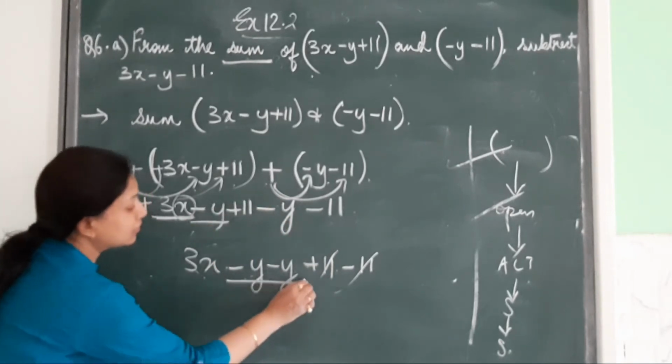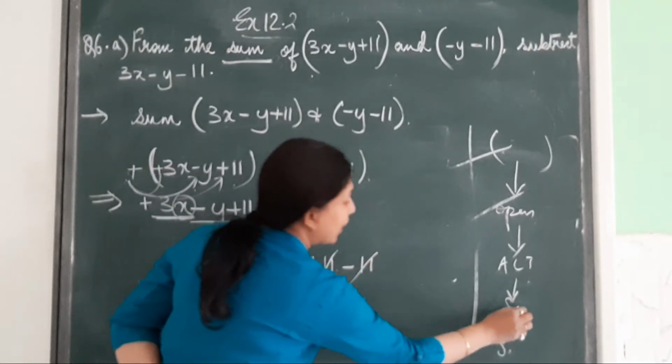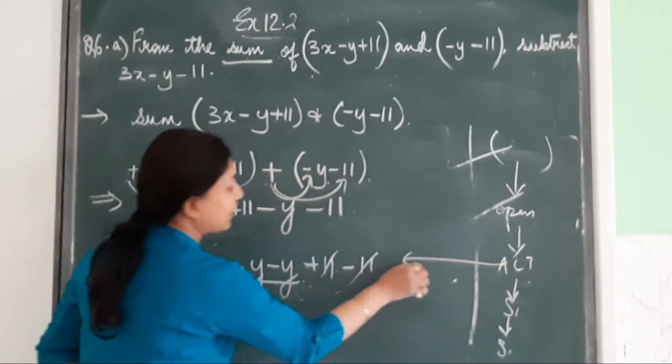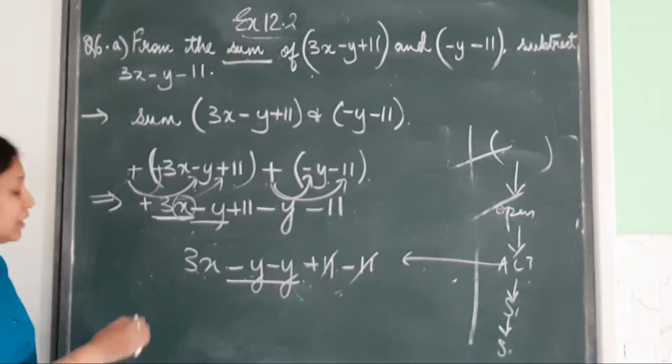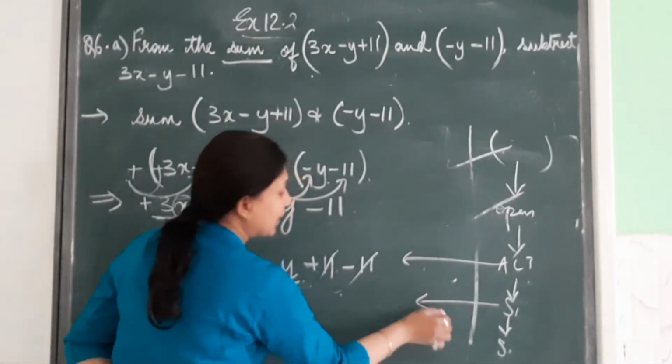So now here we will simplify. See, now what are we doing? In this step we have arranged it in like terms. In the next step what are we doing? We are simplifying.